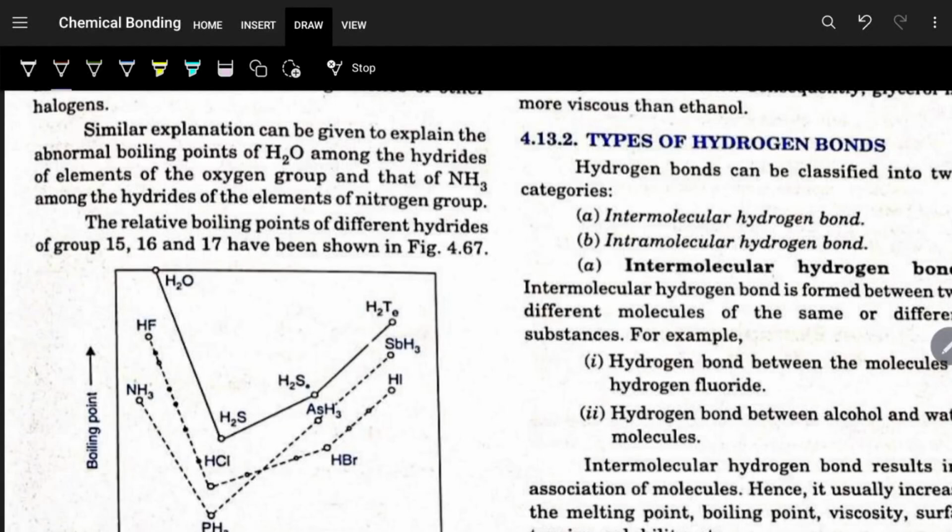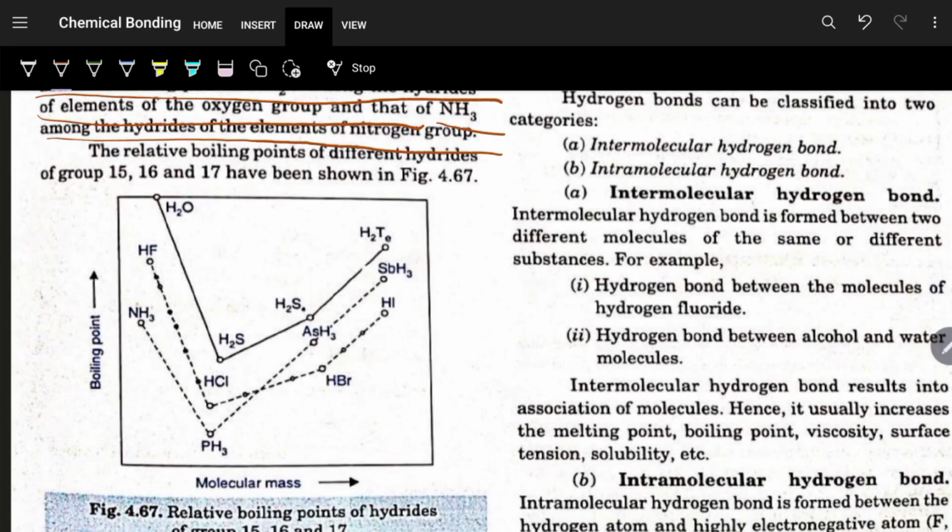Similar explanation can be given to explain the abnormal boiling point of H2O among the hydrides of elements of the oxygen family, and that of ammonia, NH3, among the hydrides of elements of the nitrogen family. So here we can see the boiling point of NH3 is high compared to PH3. Again, it increases in AsH3 and SbH3 because the molecular mass increases.